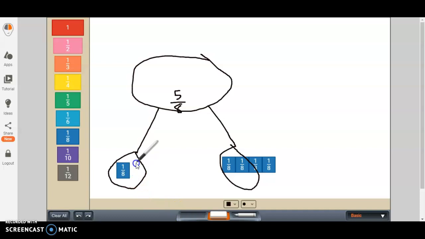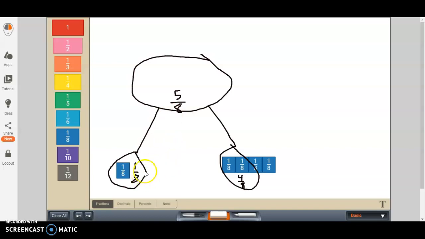And what would that give me? This would give me 1/8 and 4/8. Excuse my small 8. And when you think about this, well, that makes sense. Because 1 plus 4 equals 5. So 1/8 plus 4/8, well, that's just 5/8.